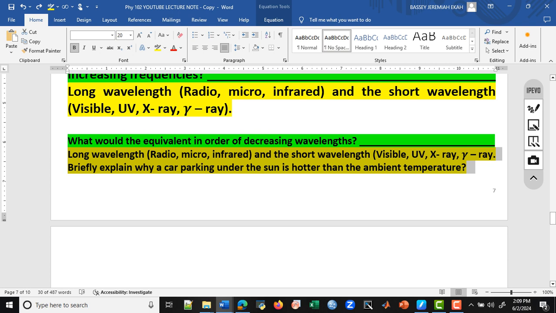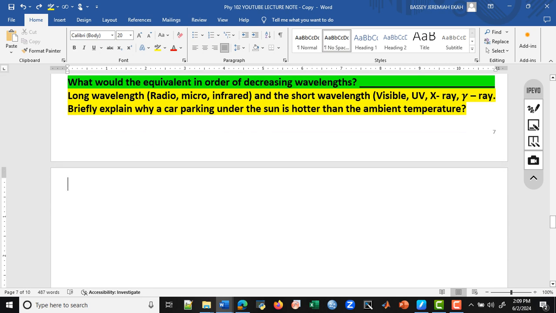Okay. The next question says, briefly explain why a car parked under the sun is hotter than the ambient temperature. If you go to a place and park your car, attend a function, and the next moment you come back to that vehicle to start it or just open the door, you will see that the temperature of that vehicle is higher than the ambient temperature. What could be the reason? What could be the leading cause of this?